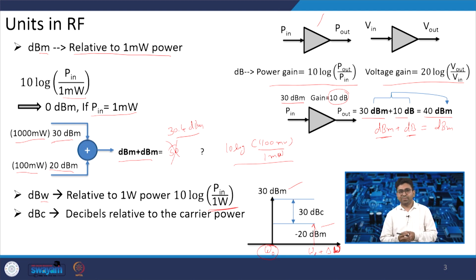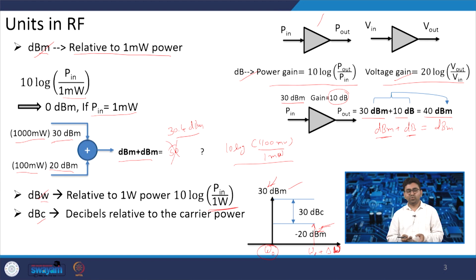So, this is dBc. dBc also has application when you are dealing with an oscillator or PLL or phase noise. It has various applications, even when you want to define blockers and blocker power. If this is a blocker and this is a desired signal, then you can find out the power with respect to the blocker or the carrier. So, these are the basic units: dBc, dBm, dBW, dB power gain and voltage gain.